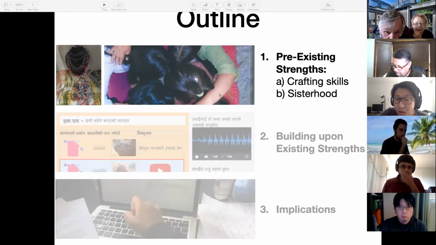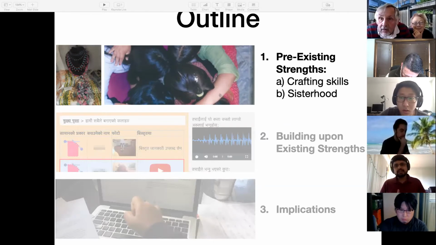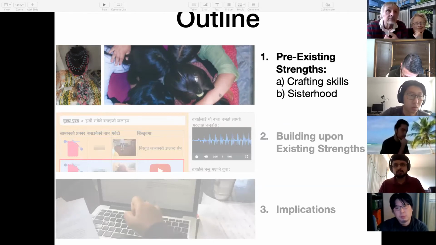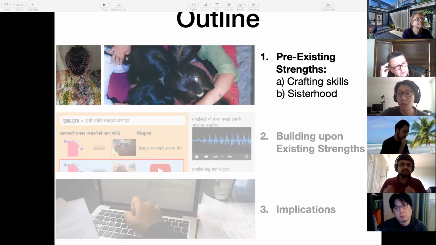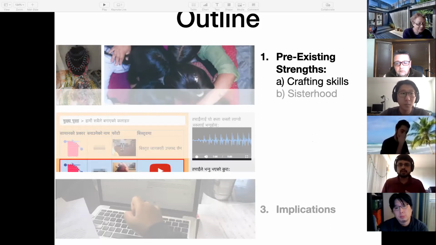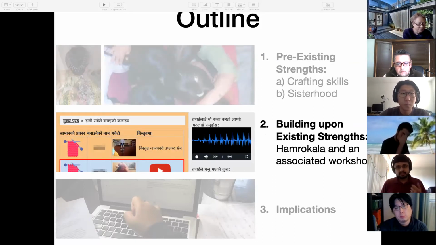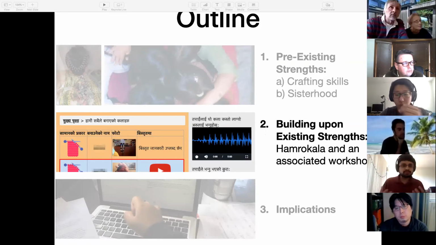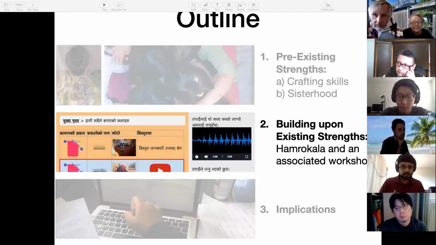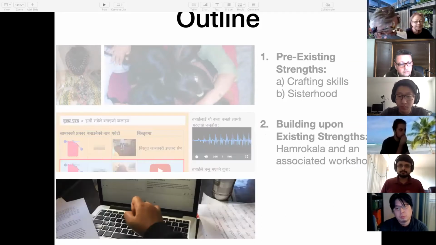First, I'll highlight the way in which we built upon our prior work where we had identified two elements of the sister survivors' strengths, namely their skills in making local handicrafts and their mutual bond with one another. Following that, I will discuss the design and introduction of a web application called Hamro Kala that attempted to build on those identified strengths. We introduced the web application through a 10-day workshop where we observed the sister survivors adapt and appropriate the technology to make it their own.